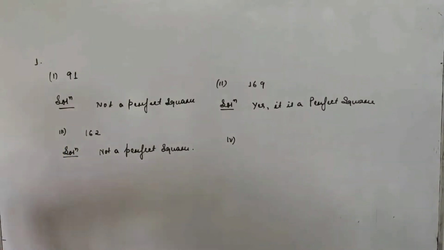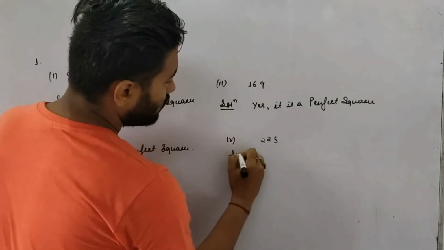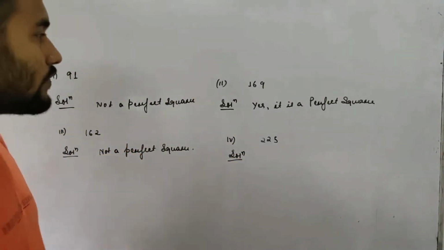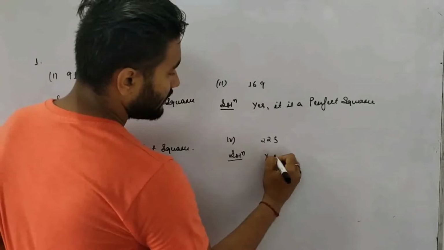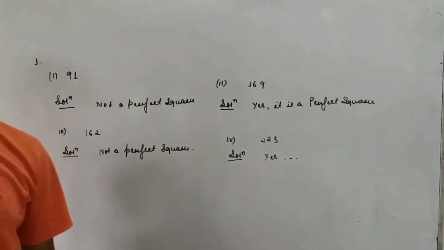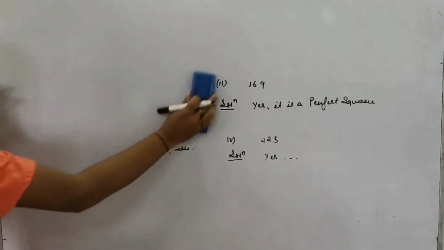Number 4, 225. Now I think most of you know what 225 is. 15 square, isn't it? 15 15 ja is 225. So yes, it is a perfect square. Okay, so question number 1 done. Now let us move to question number 2.